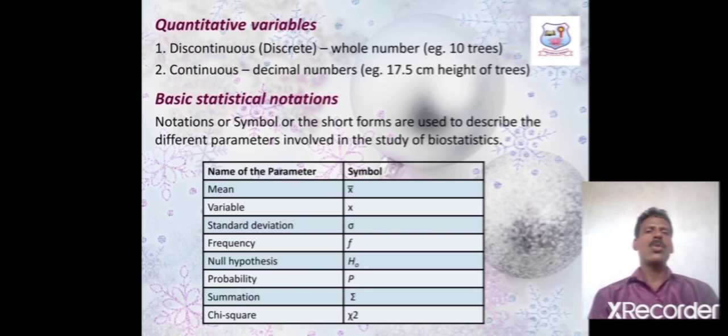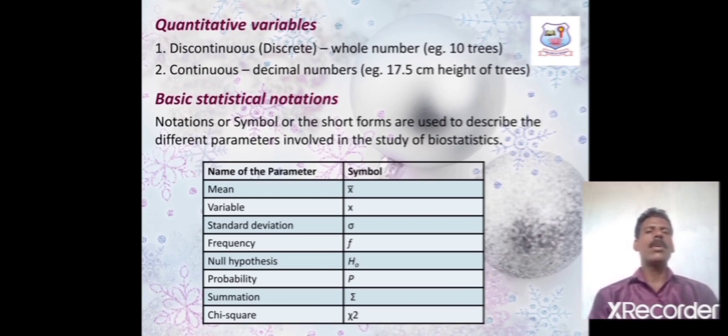Finally, you should know the notations followed in statistical methods. I have listed some of the symbols based on the parameters of statistics. First one is the mean. Here x bar is the symbol of the mean. X is the symbol of variables. Then sigma is the symbol of standard deviation. F denotes frequency. H0 denotes the null hypothesis.